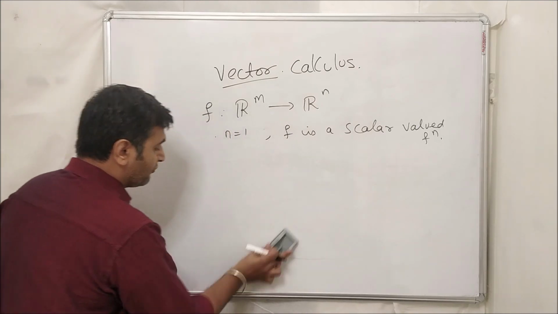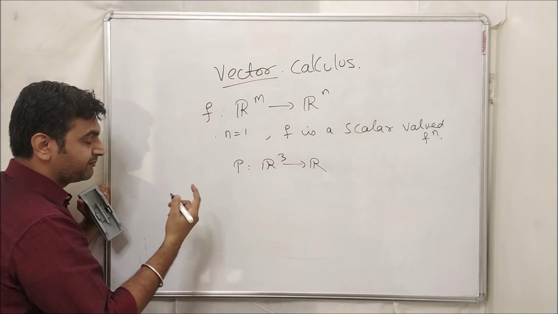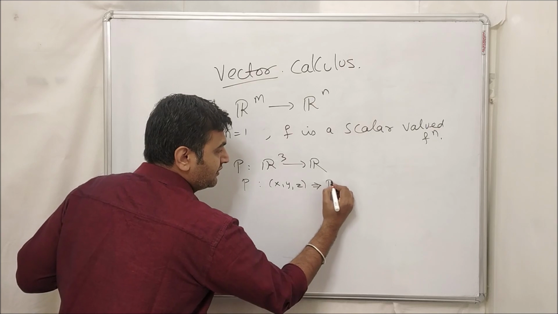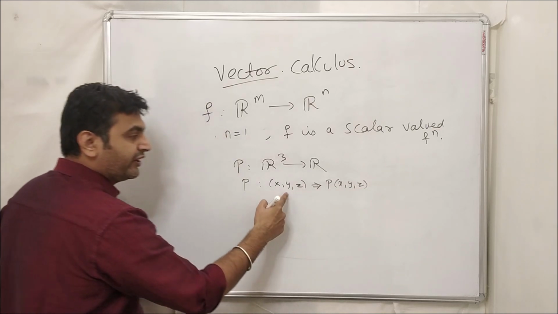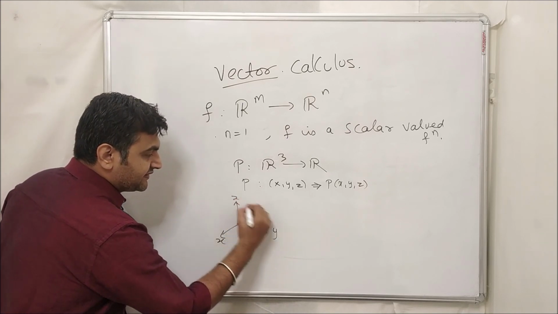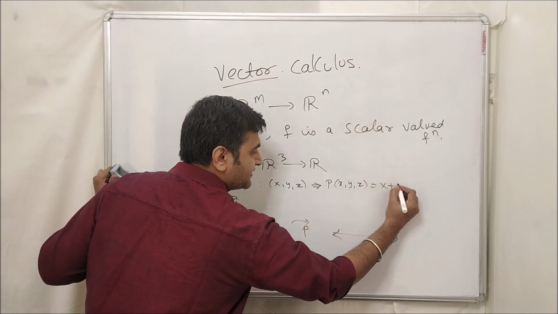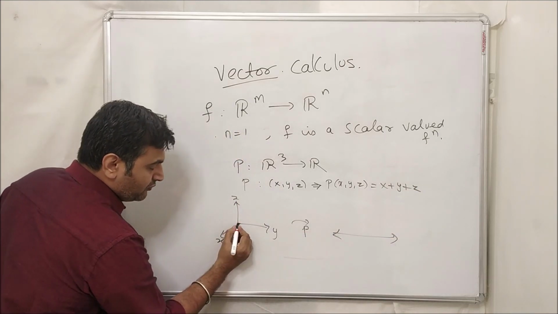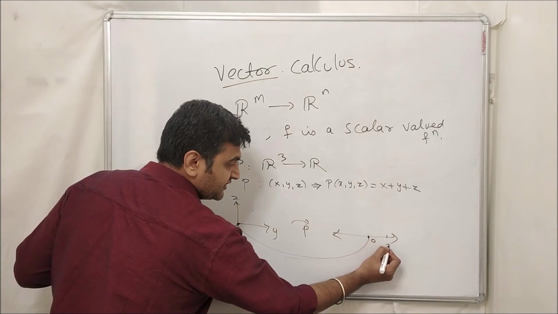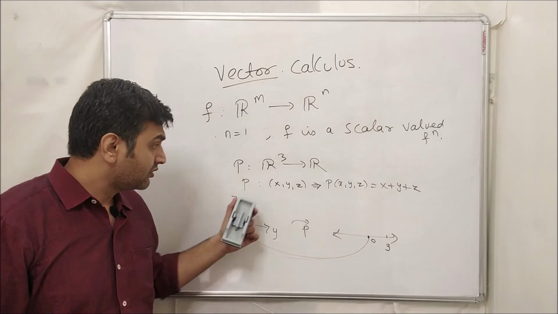Okay, another example, suppose I take P from R3 to R. This is called a pressure field because P is my pressure function. So P takes any x, y, z and the output is a number P of x, y, z. So at any point P gives me the pressure at that point. So this is x, this is y, and this is z, and this is my function P. Suppose your function is x plus y plus z. So at 0, 0, 0 the pressure is 0 units. At 1 comma 1 comma 1 the pressure is 3 units. Okay, so this is called a pressure field or the pressure function.